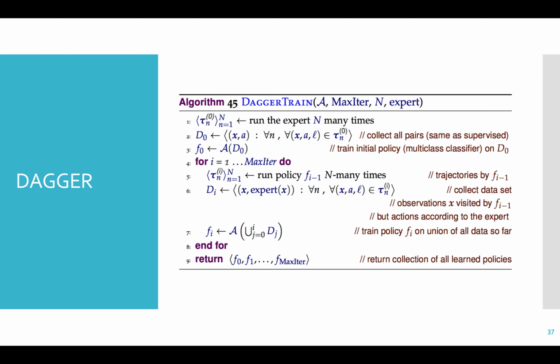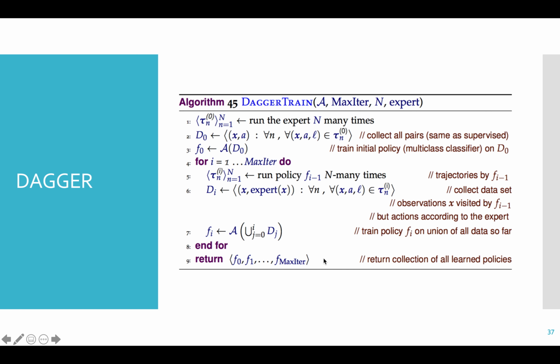Here's the actual DAgger algorithm. Basically, we run an expert n times to get our training data, right? Our trajectories. We collect all those into a data set and we train an initial policy using a multi-class classifier. Then we run this policy producing trajectories, and then we take input from an expert and then just continue. And then all we do is we train a new policy on the union of all the data that we've collected. And we return all of the policies that we've learned, okay?